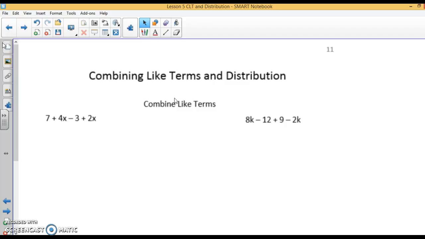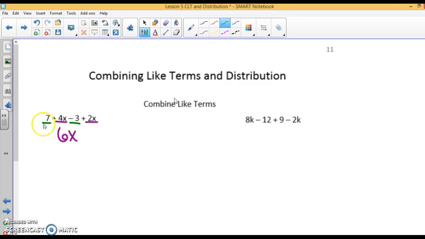So at the top, I have two little problems to begin with of combining like terms. If we look at the first one, we have 7 plus 4x minus 3 plus 2x. We're not solving. There's no equal sign. We're just combining. So I have 7 and I have negative 3, and I have a 4x and a 2x. If I combine my 4x and my 2x first, I'll get 6x. And if I combine my 7 and my negative 3, I'll have plus 4.